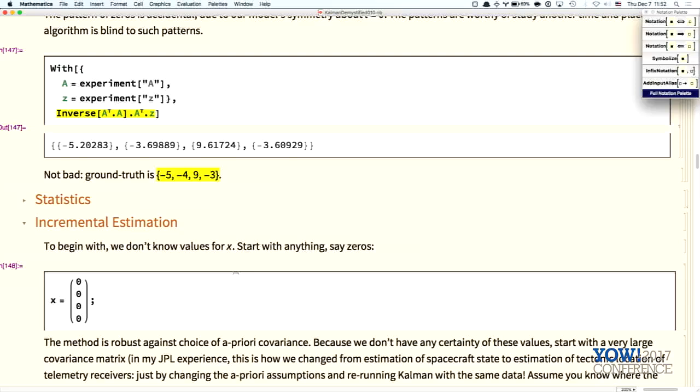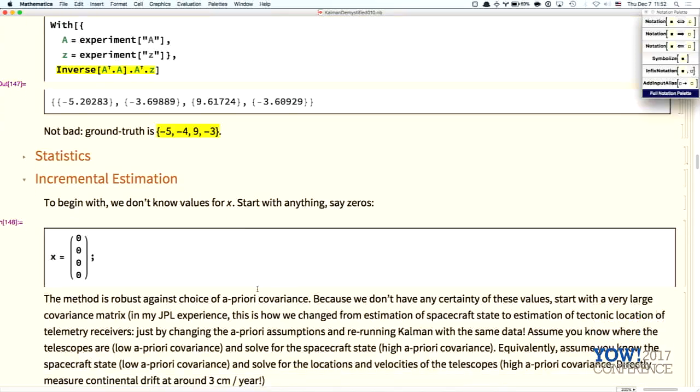So we're not Kalman filtering yet. We have all the data. Kalman filtering, we do it one at a time. So I'll show you that. And it's not bad. The result I get is -5, -3, 9.6, and -3. And the truth is -5 exact, -4 exact, 9, and -3 exact. But this gives me something I can compare my Kalman filter to.